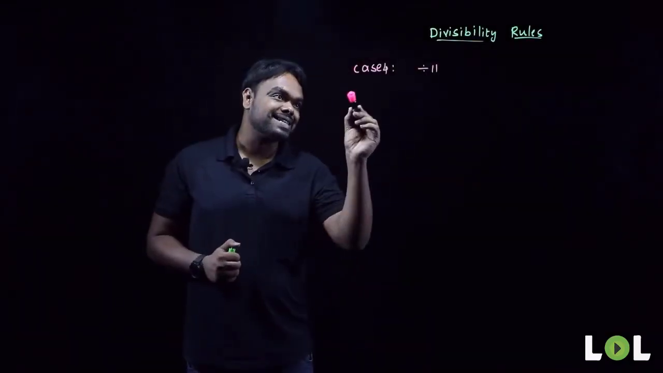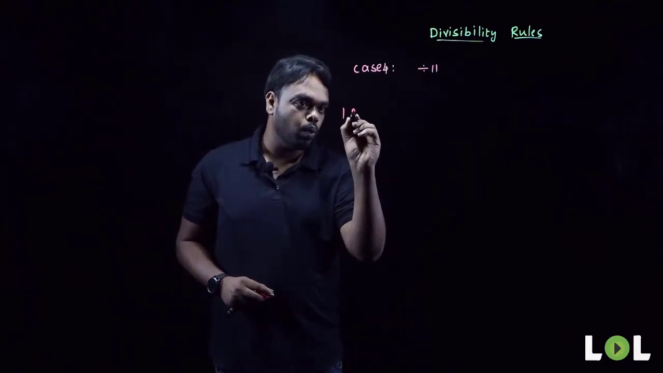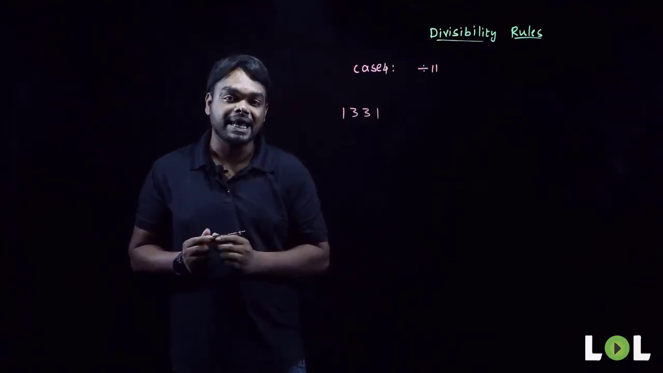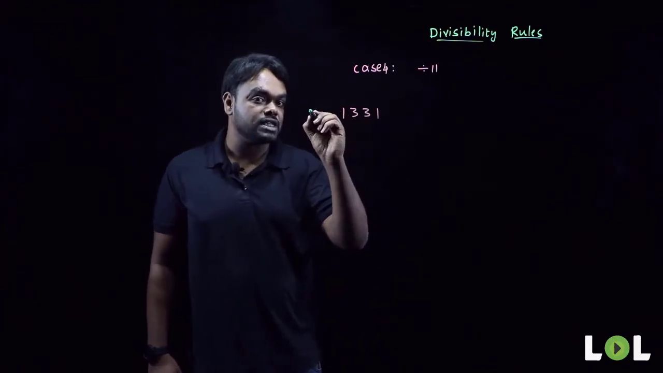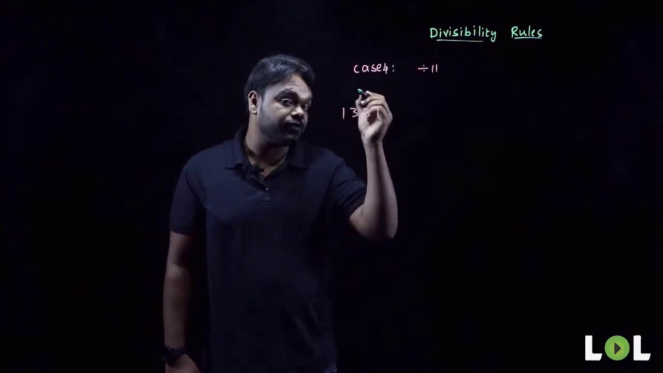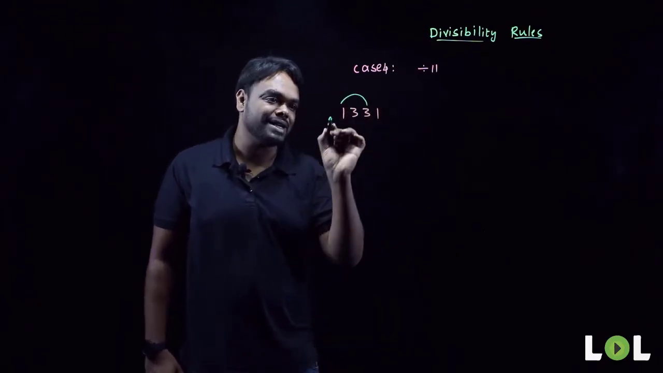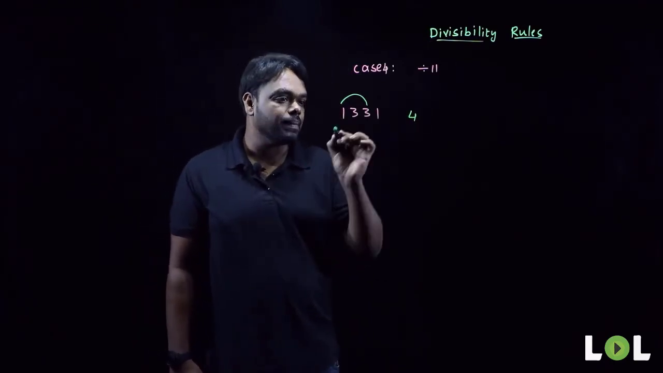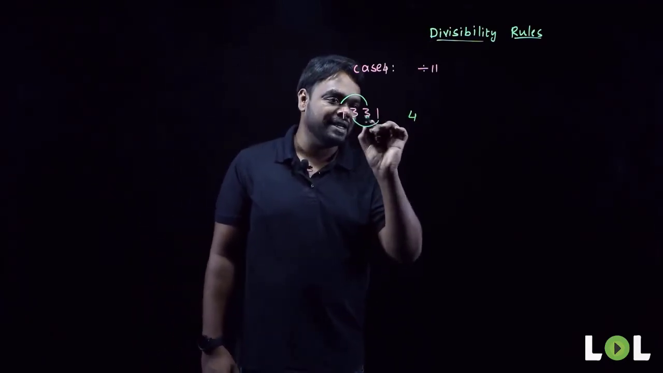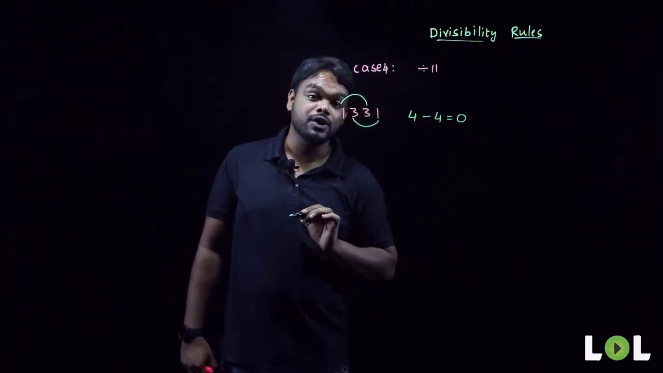Now we shall see one last case, that is the divisibility rule of 11. Suppose I take a number 1,331. How do we check whether the given number is divisible by 11 or not? Here we take the sum of the digits which are in odd places and the sum of the digits in the even places. Odd places, first place, third place. What is the sum? 1 plus 3, 4. And now the sum of the digits in even places, second place, fourth place. 3 plus 1, 4. Now take the difference of this. What is the difference? 0.